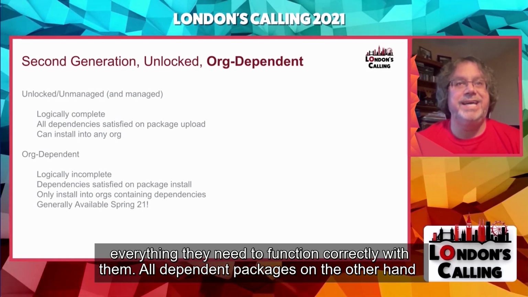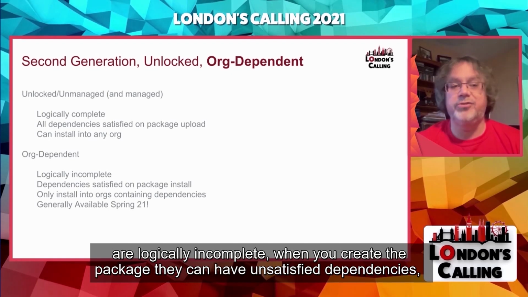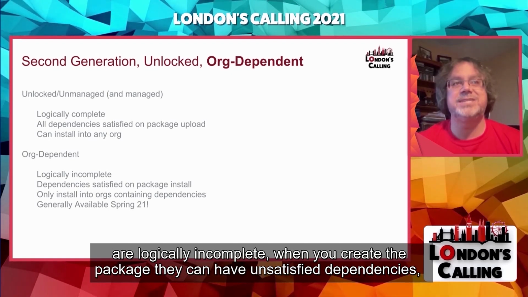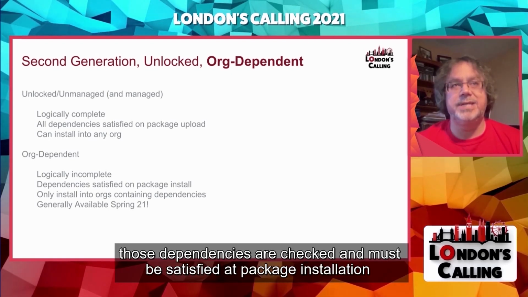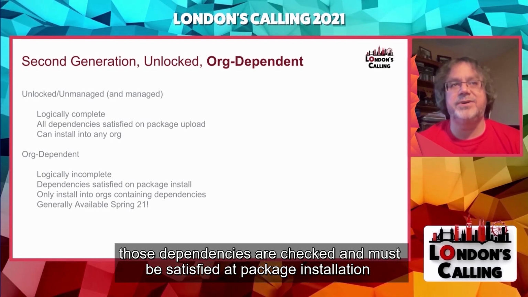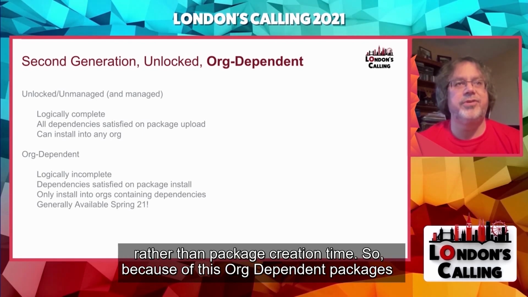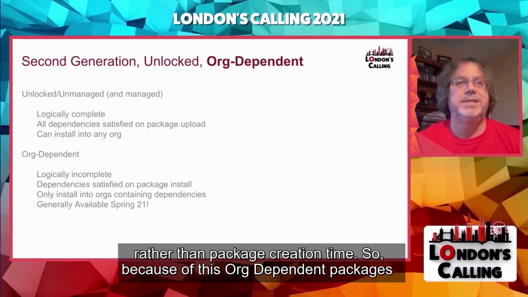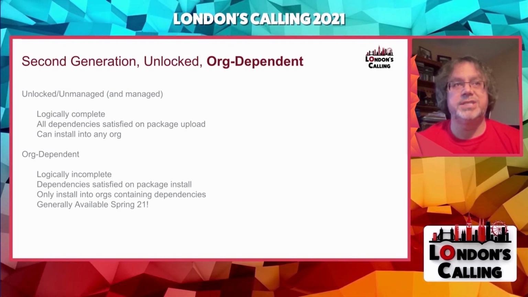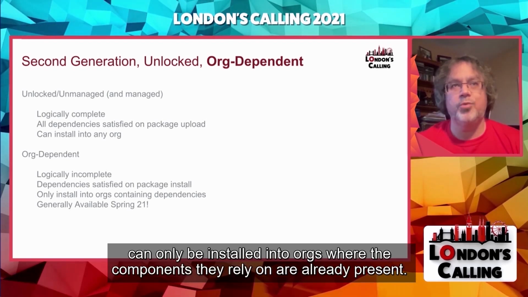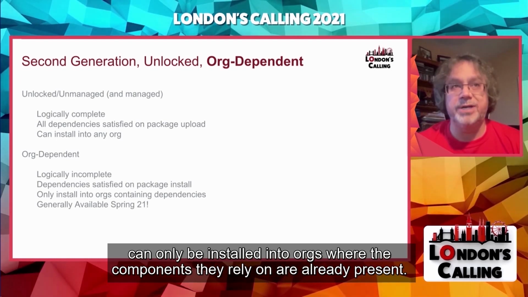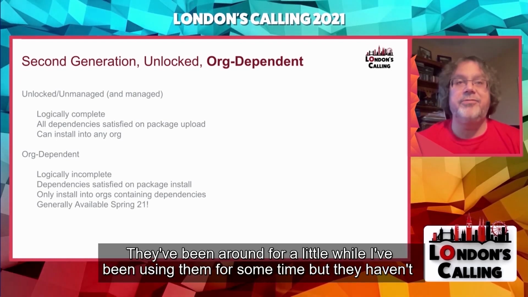Org-dependent packages, on the other hand, are logically incomplete. When you create the package, they can have unsatisfied dependencies. Those dependencies are checked and must be satisfied at package installation rather than package creation time. Because of this, org-dependent packages can only be installed into orgs where the components they rely on are already present.